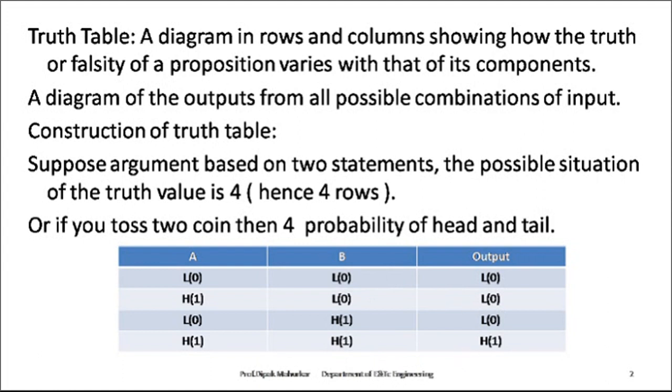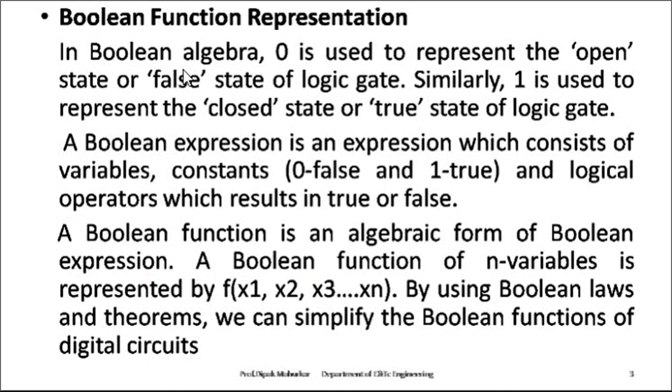See now, Boolean function representation. In Boolean algebra, 0 is used to represent the open state or false state of a logic gate. Similarly, 1 is used to represent the closed state or true state of a logic gate.